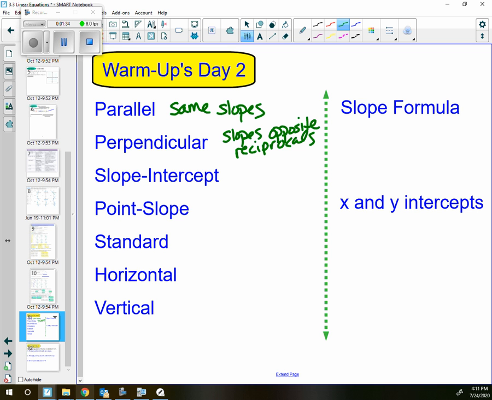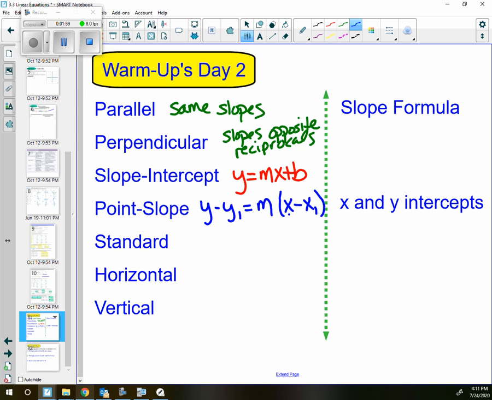All right, slope-intercept form. What is slope-intercept form of a line? That is y equals mx plus b, one of the easiest, most user-friendly forms for graphing a line that we have. Point-slope form is a little bit different, but it's really helpful if we know a point and a slope, especially for writing equations. Do you remember what point-slope looks like? That's y minus y1 equals m times x minus x1.